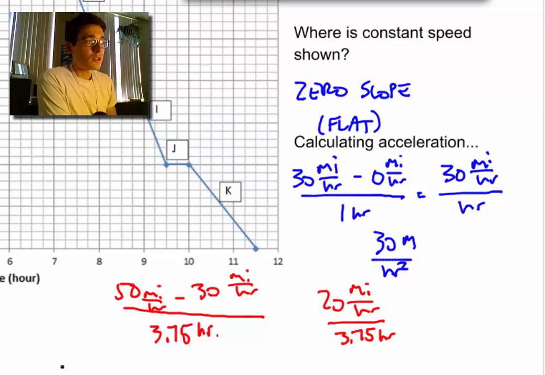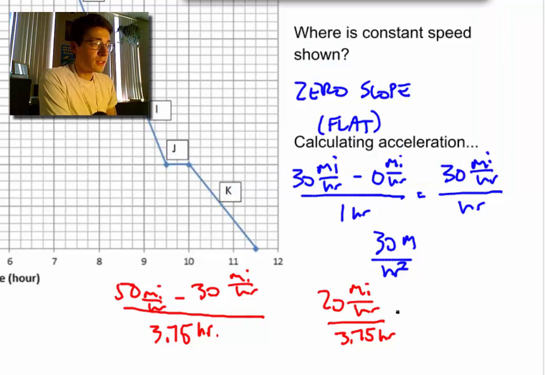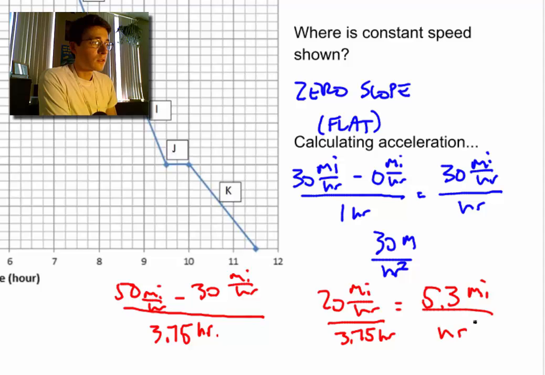When I grab a calculator, we do 20 divided by 3.75. And again, when you get these big long repeating decimals, give me one decimal place. So this acceleration is 5.3 miles per hour squared. So for every hour we watch, we increase by 5.3 miles per hour.